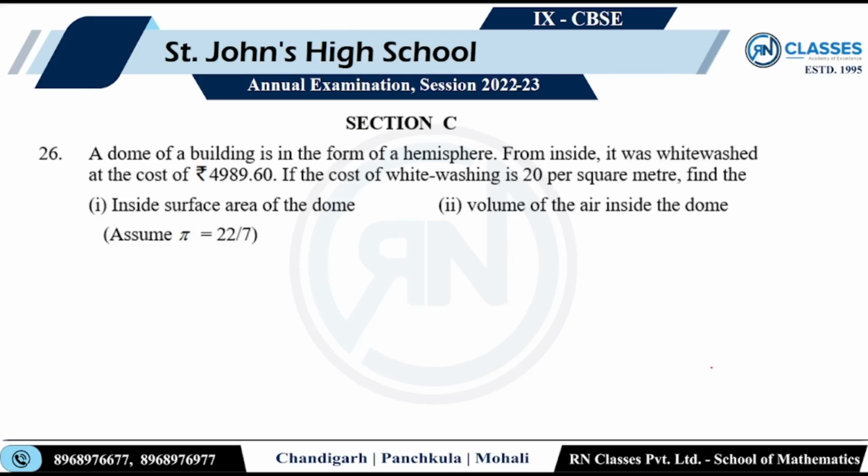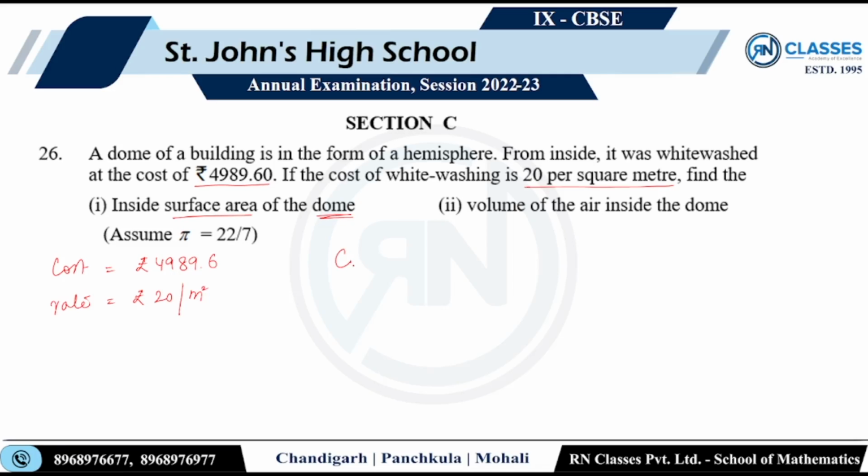Yeah. Next one. Now we have come to Section C. In Section C, each question carries 3 marks, right? A dome of a building is in the form of a hemisphere. From inside, it was whitewashed at a cost of rupees 4989.6. The cost of whitewashing was rupees 20 per square meter. So the rate was already given as rupees 20 per square meter. Find the inside surface area of the dome. The inside surface area has to be found.